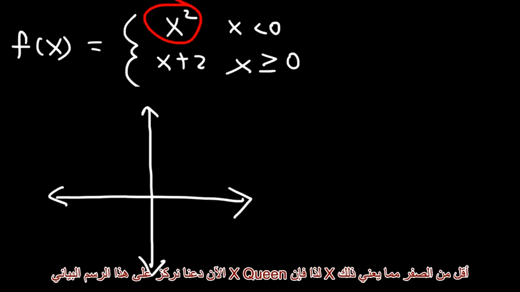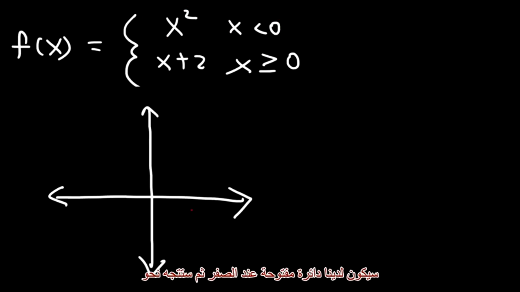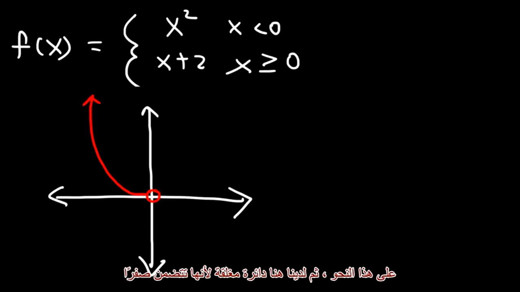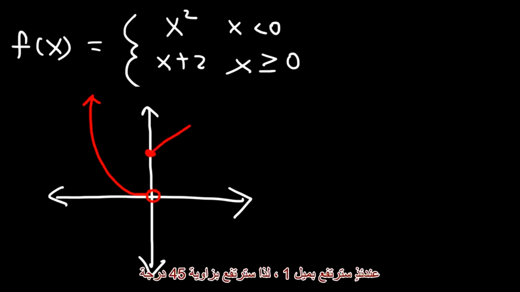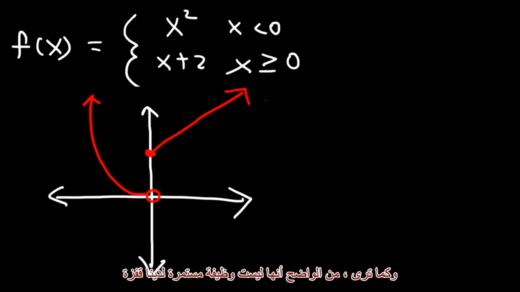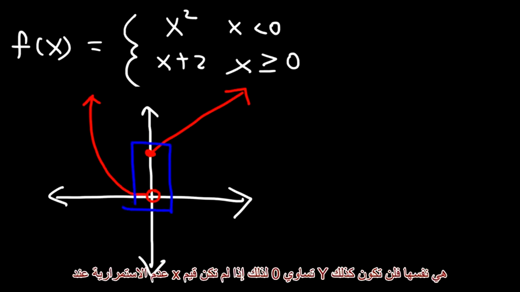Now let's focus on this graph, x squared. So x is less than 0, which means that we're going to have an open circle at 0, and then it's going to go towards the right like that. And then here we have a closed circle because it includes 0. So if we plug in 0 into x plus 2, you're going to get 2. So let's say 2 is over here, and then it's going to go up with a slope of 1. So it's going to go up at a 45-degree angle. And as you can see, it's clearly not a continuous function. We have a jump discontinuity at x equals 0. So if the y values are not the same, it will not be continuous.